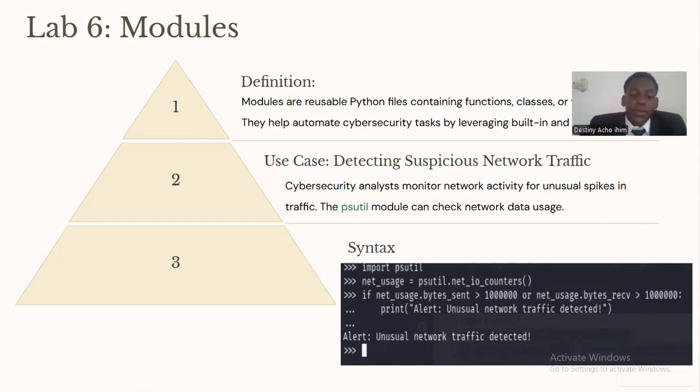In the syntax, we import psutil, and as you can see, psutil is imported. Net usage equals psutil.net_io_counters, and then we use the if condition to detect unusual network traffic. If this is greater than 1 million or this is greater than 1 million, then we print unusual network traffic detected. So what we're trying to do is check if the network traffic is unusual, and it will help us identify whether something is going on and keep us alert as cybersecurity engineers.